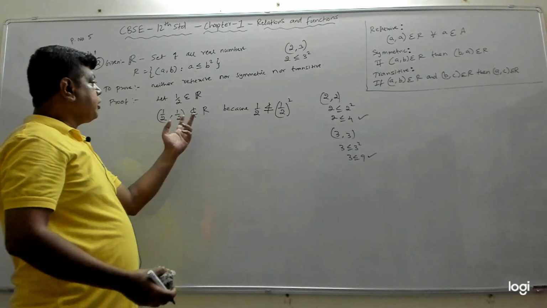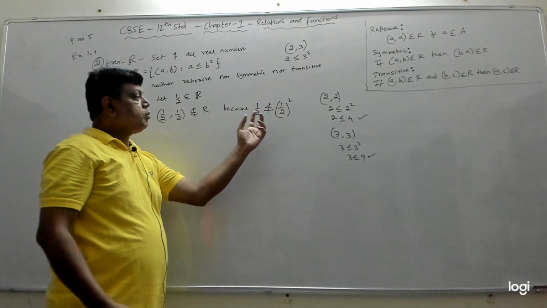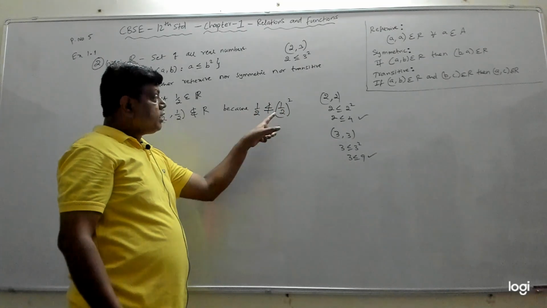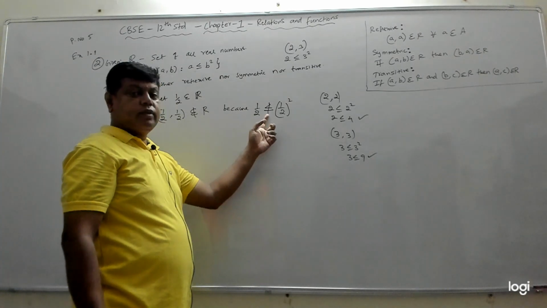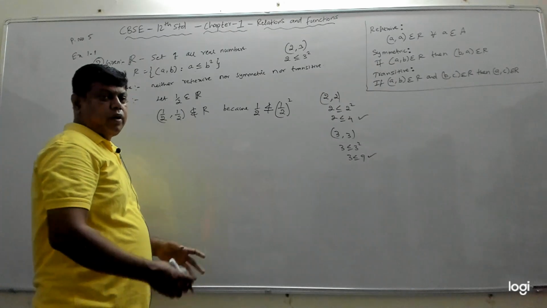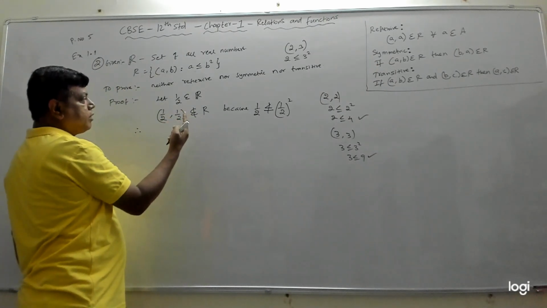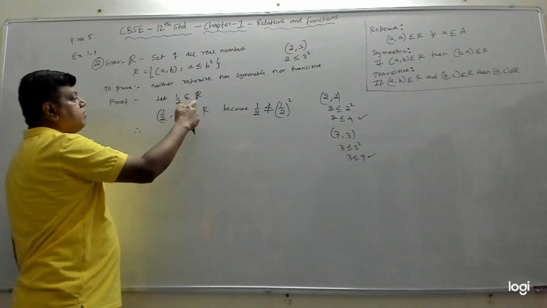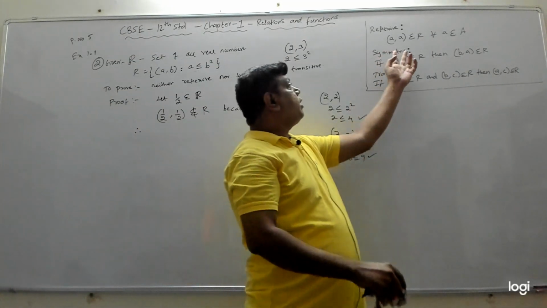(1/2, 1/2) will not belong to R because 1/2 is not less than or equal to (1/2) squared. Why? (1/2) squared is 1/4. Is 1/2 less than or equal to 1/4? No, 1/2 is not less than or equal to 1/4. Even if it fails for one element, I took one element from R, the set of all real numbers, and we have shown that this element is not related to itself, which means (a, a) does not belong to R.